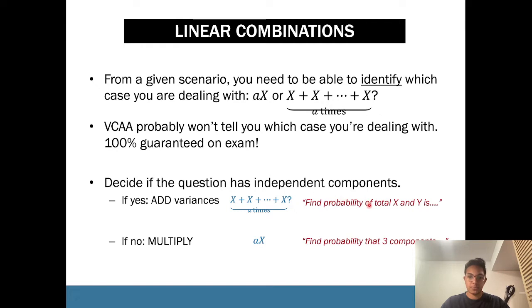So yeah, this is the way that it'll probably be worded. So if you're asked to find the probability of the total of x and y, or you're adding things together, that's going to be an independent thing. But if it's the same component 3 times, then you're going to be multiplying because they're not independent.